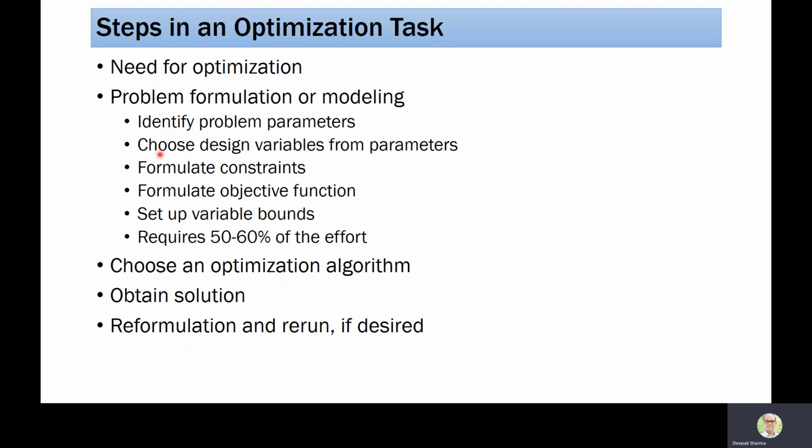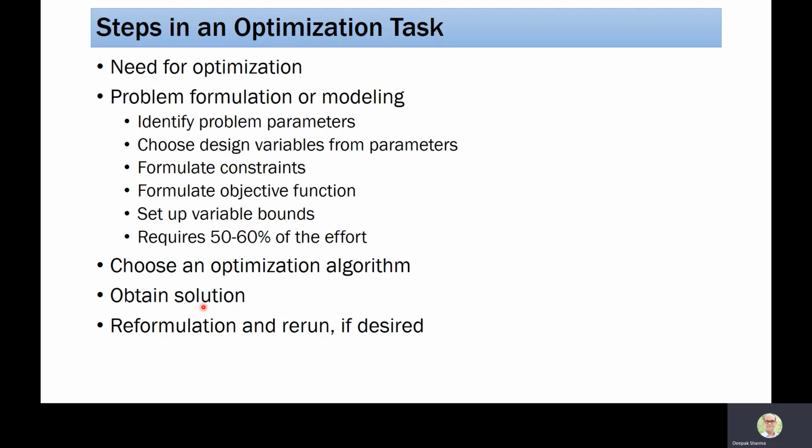Using the decision variables and constant parameters, we are going to formulate constraints. We are going to formulate objective functions. Then we are going to put variable bounds on it. If we are working on a new problem, that itself requires 50 to 60% of your effort. Then we have to choose an optimization algorithm. And then we get a solution.